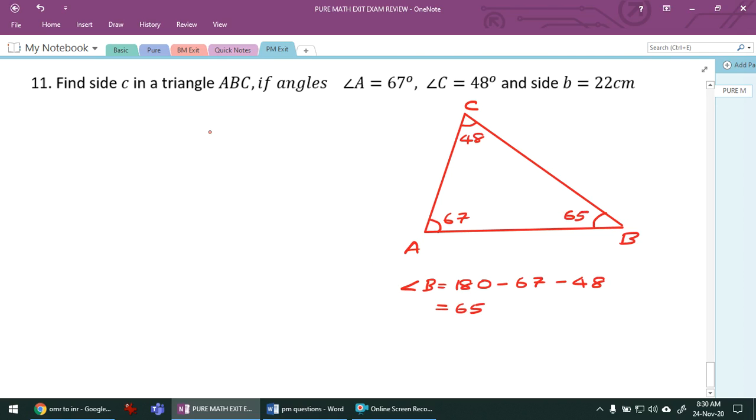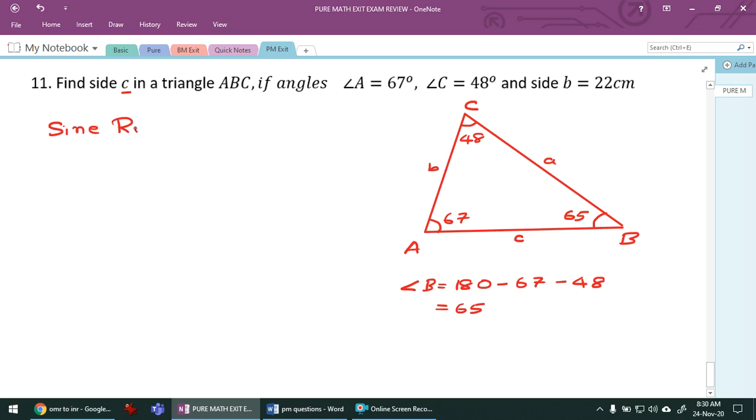Okay. Now we want side c. This is side c. This is side a. This is side b. Opposite to angle A, you have side a. Opposite to angle C, you have side c. Opposite to angle B, you have side b. Now we will take the sine rule.